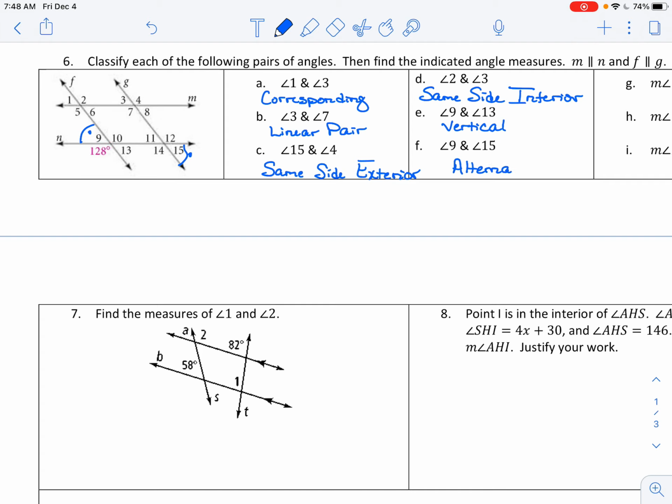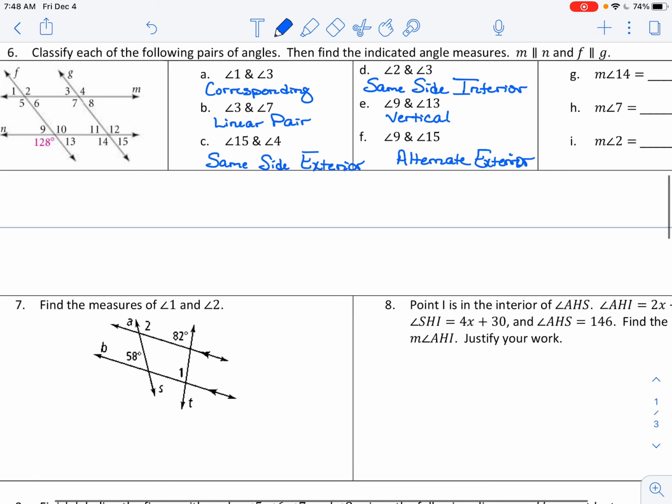So those are going to be alternate because they are on different sides of line N. One's above, one's below. But if I look at my 2 parallel lines of F and G, neither one of them are sitting inside between these lines. They are outside these lines. Those are alternate exterior angles.